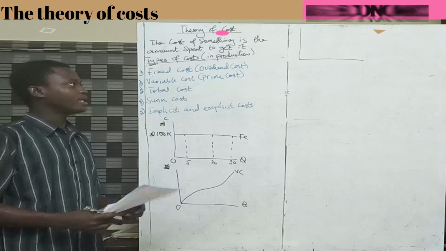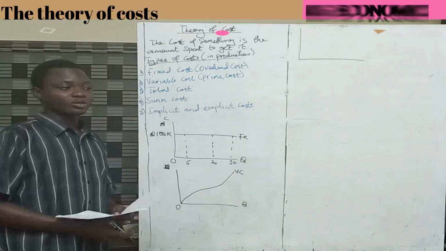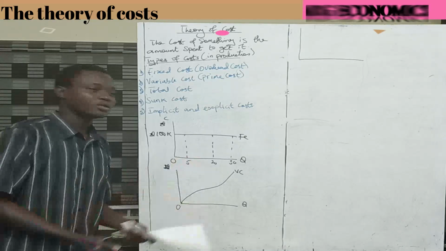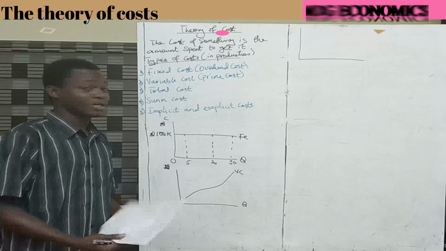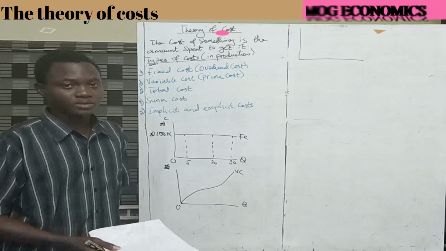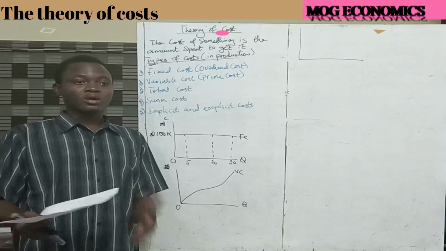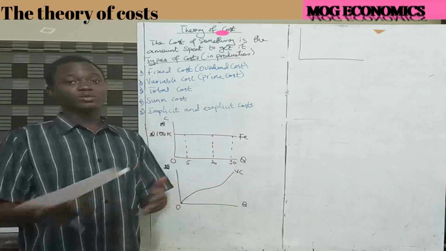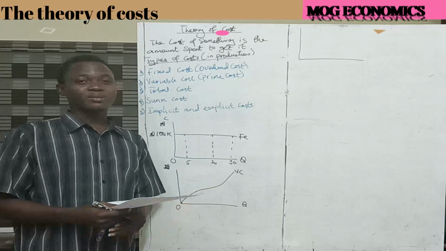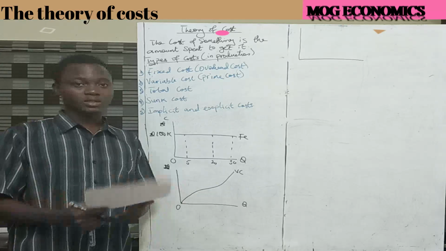Then we have variable cost. But before leaving that, another name for fixed cost is overhead cost. So whether you say overhead cost somewhere or you say fixed cost somewhere, they are talking about the same thing. I hope I've not mixed these things up. Now, number two is the variable cost. Variable cost is the cost that changes with the level of output. So if you don't have any output, you don't have any variable cost. Another name for variable cost is prime cost. So if you see prime cost or you see variable cost, they are talking about the same thing.